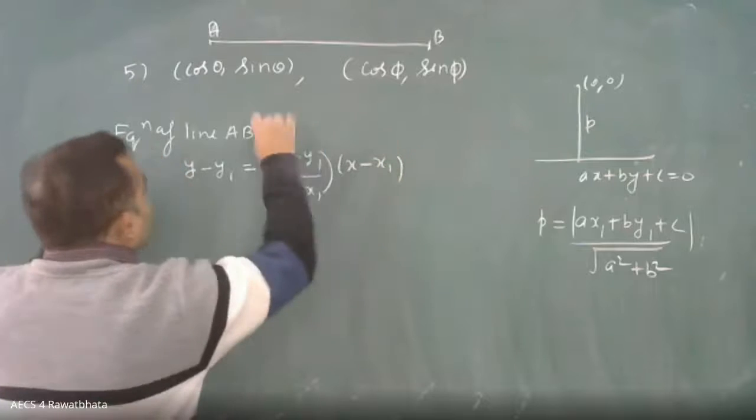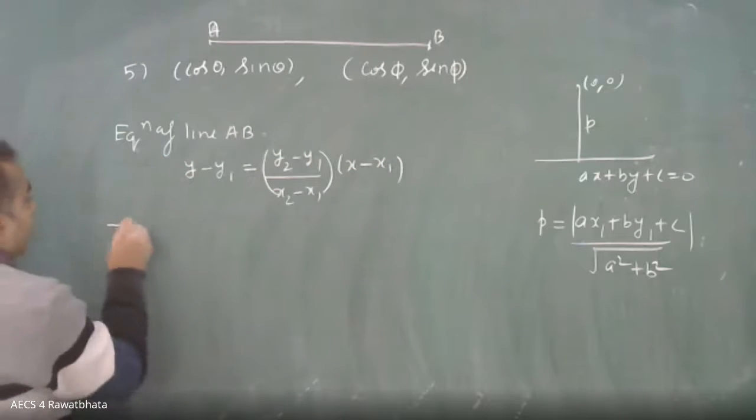Correct. Now put the value of these x1, y1 and x2, y2 and tell what should I write? So y minus sin theta is equals to sin phi minus sin theta upon cos phi minus cos theta multiplied by x minus cos theta, and apply transformation formula.